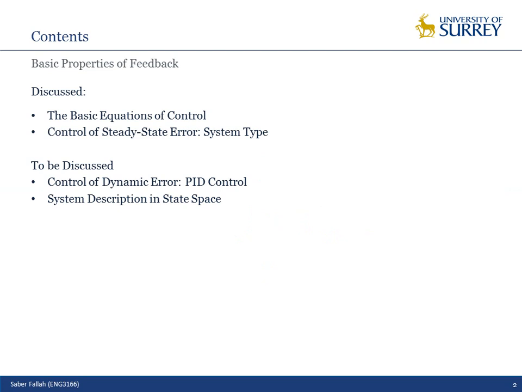So far, we discussed the basic equations of controls. We talked about the system type. In continuation of today's lecture, I will talk about the control of dynamic error by PID controller. After finishing this topic, the second chapter of this module will be closed, and then I will start a new topic about system description in state space.